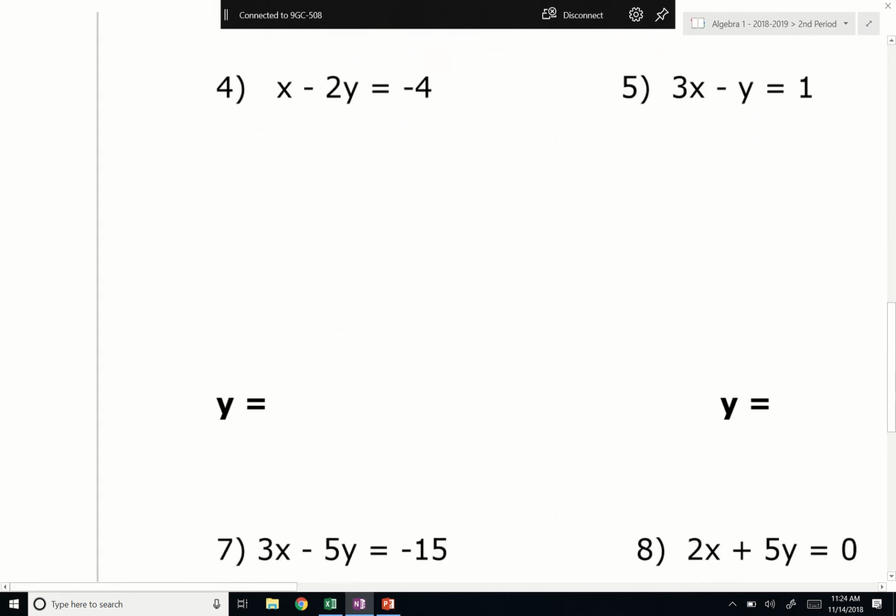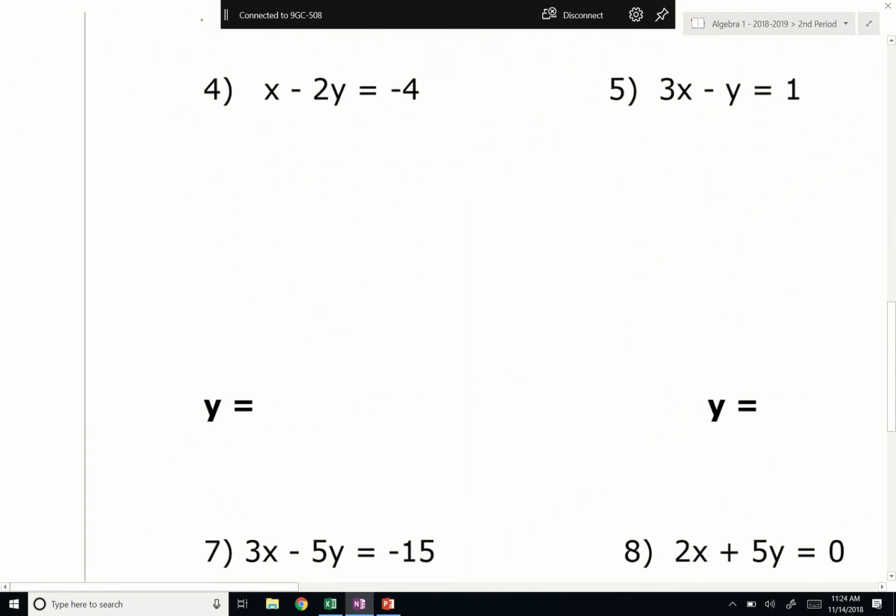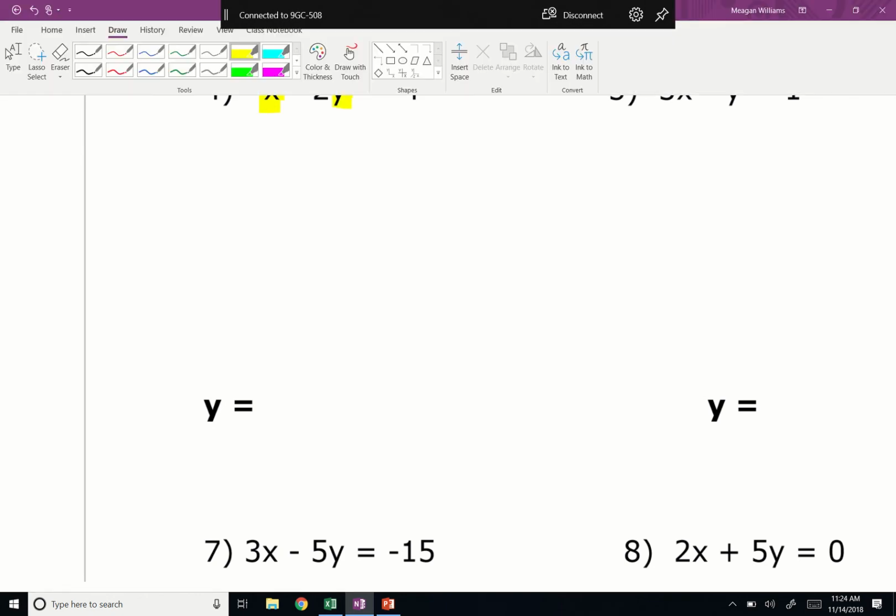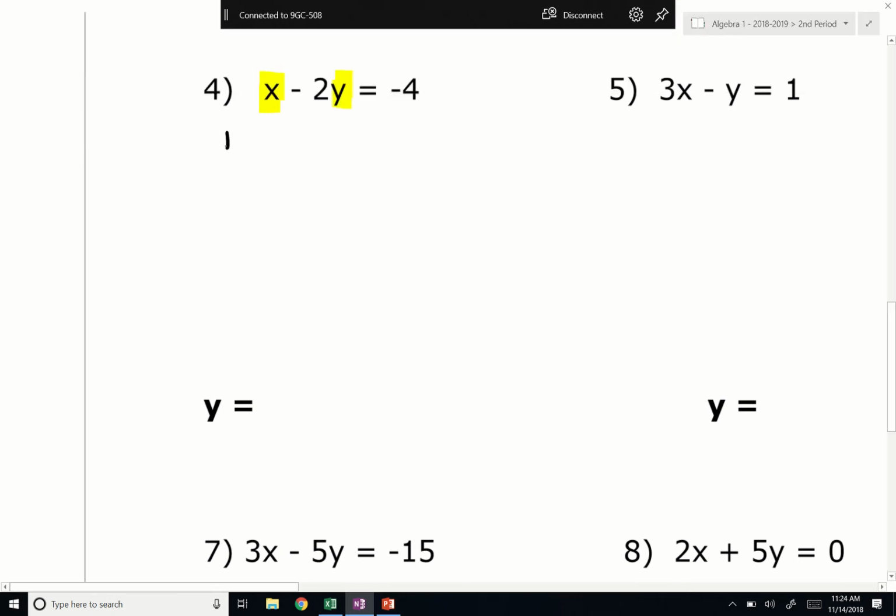Let's look at number 4. Is this standard form? How do you know? So what steps can I use? 1, 2, 3. I'm going to draw my line from my equal sign. What's my first step? Space out a negative 4. So make sure you write a minus 4 out there.